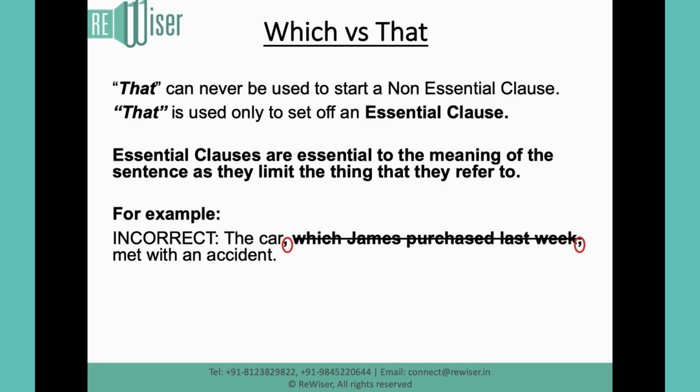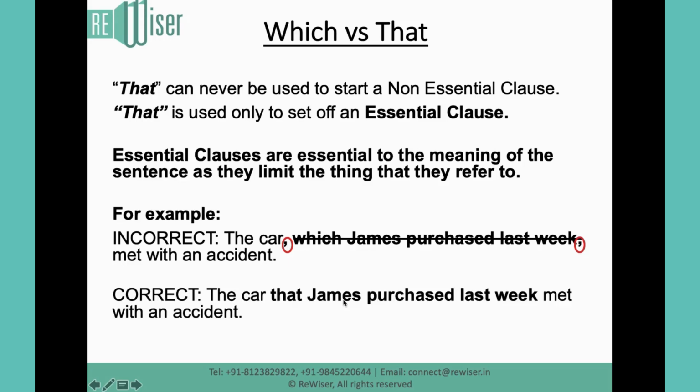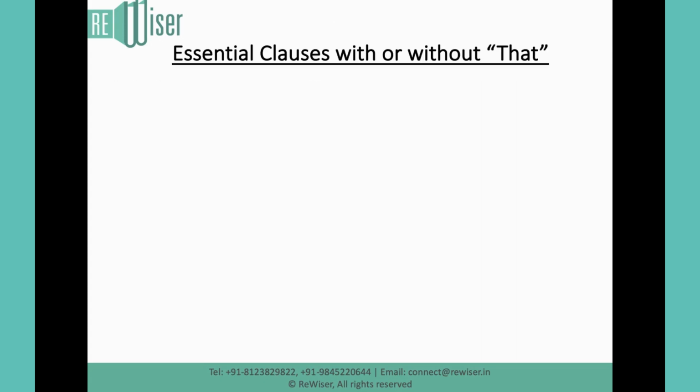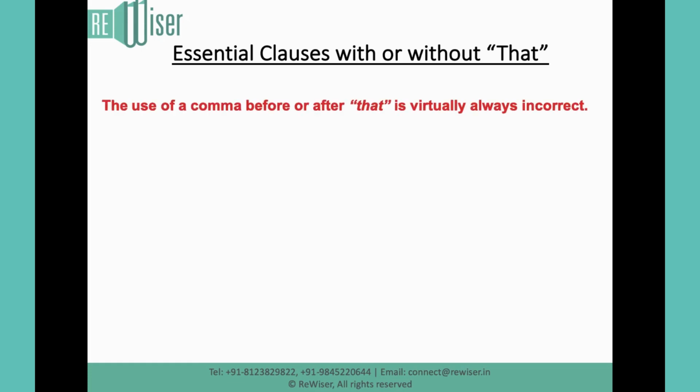So putting those 2 commas and using the word which is wrong. It's an incorrect usage. I would need to do this. The car that James purchased last week met with an accident. Now I know which car I'm talking about. So it is an essential clause. So then, what do we do whenever we have that in essential clauses? What are the points we need to bear in mind? The use of a comma before or after the word that is virtually always incorrect. And I'm using the word virtually because there can be very, very rare exceptions.